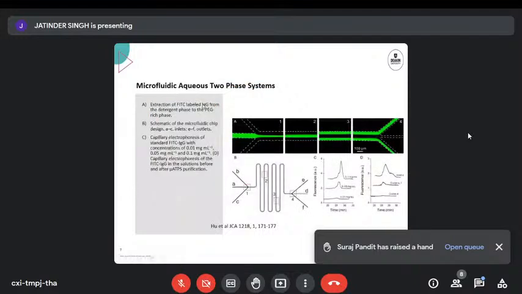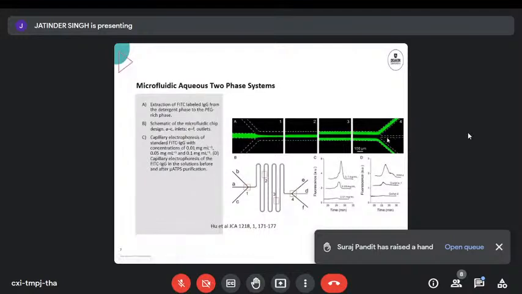Here again, we can extract the labeled IgG from the PEG-rich phase. We've got a long channel, and you can see that in the outlets, we get increasing amounts of our target analyte in the side streams and not so in the central. So they're useful for microfluidic systems.